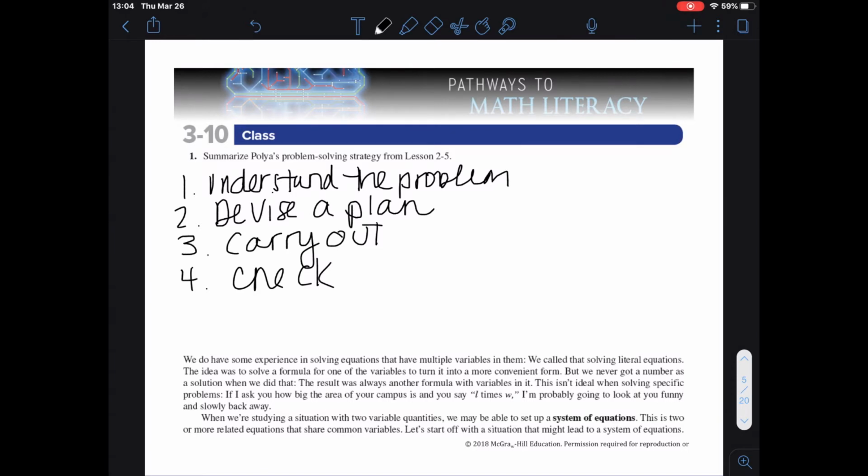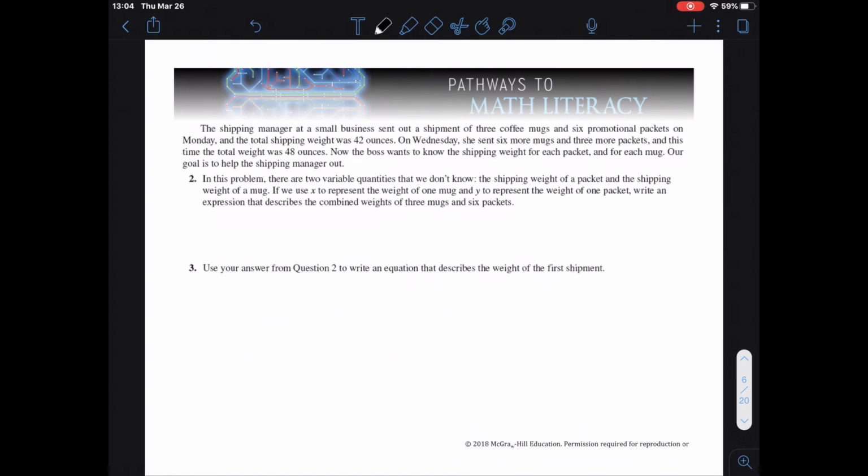Now we've got equations with two variable quantities. We're going to specifically look at an example of a manager that's shipping something. We're told a small business sent out a shipment of 3 coffee mugs and 6 promotional packets on Monday, and the total shipping weight was 42 ounces. Two days later on Wednesday, they sent 6 more mugs and 3 more packets, and this time the weight was 48 ounces. All we know is the total weight based on the quantity of each item we sent. What we want to know is the shipping weight for the packets and the shipping weight for the mugs. That is our ultimate goal.